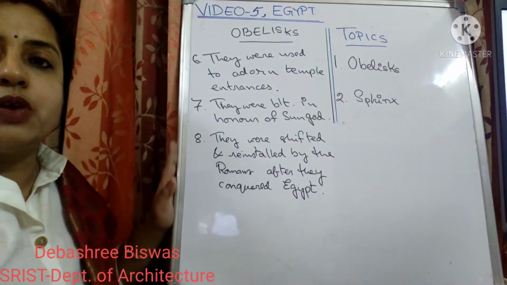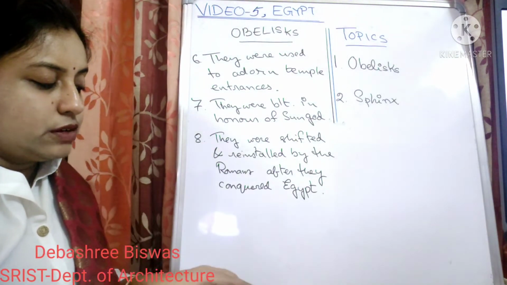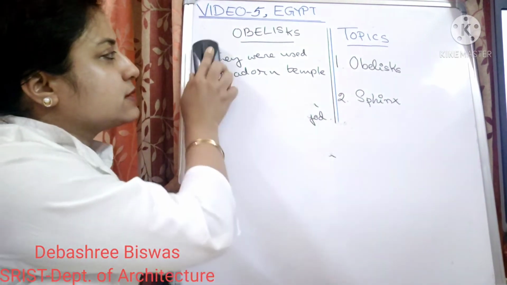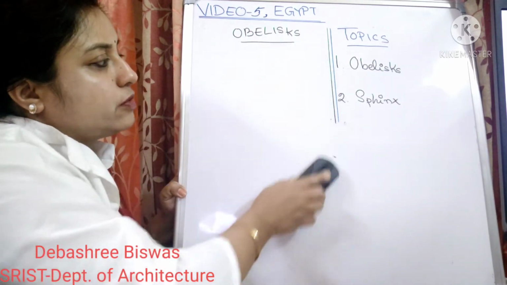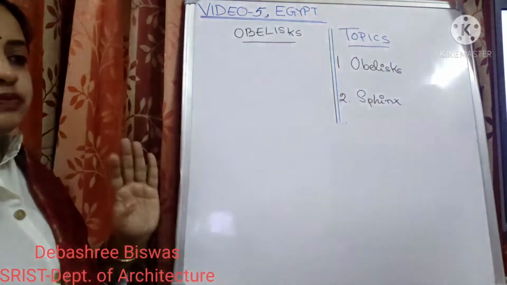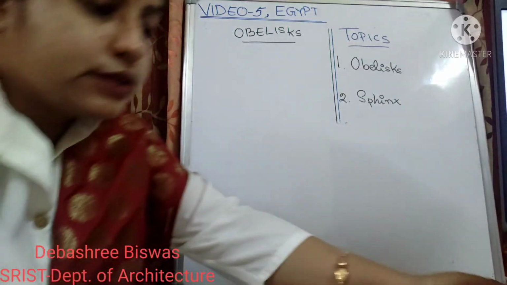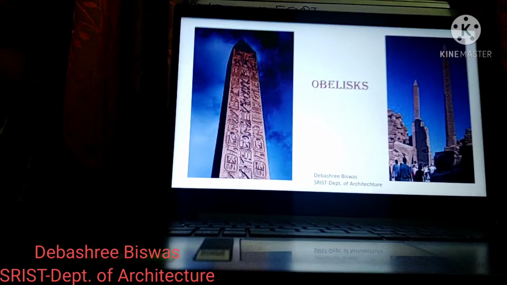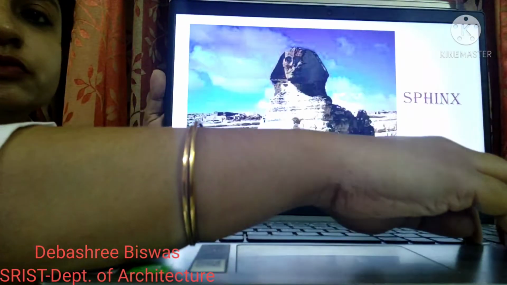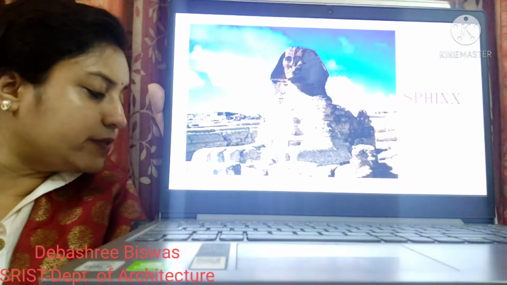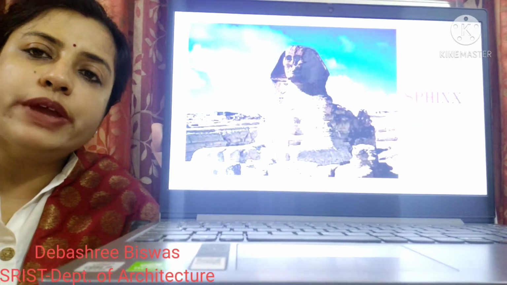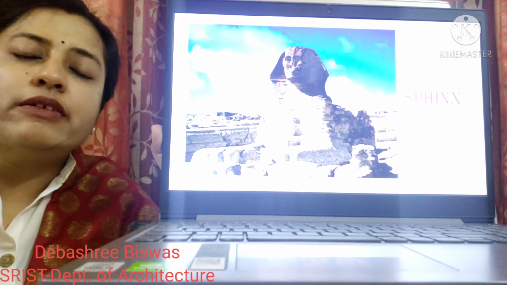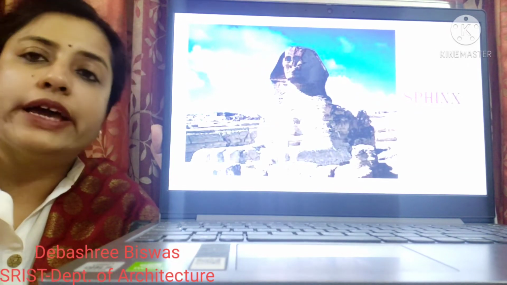This is all about obelisks. Now, after this, we shall be learning about the Sphinx, and that will be the last of this chapter. Before this, let us have a look at the structure of the Sphinx. See, these were colossal stone-made structures which had the face of a man and the body of a lion.